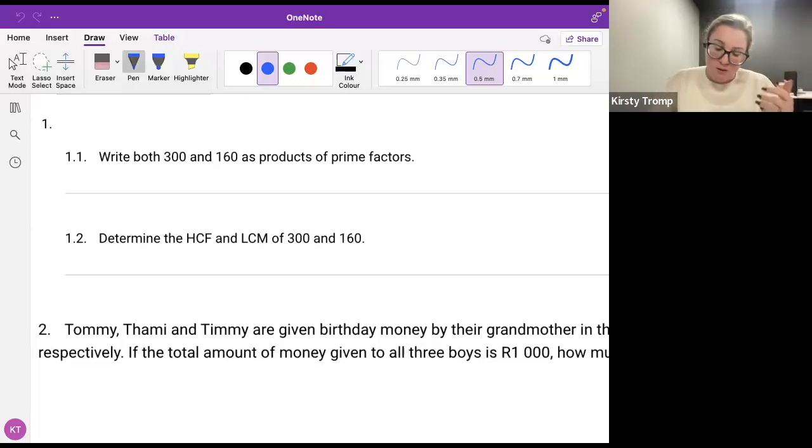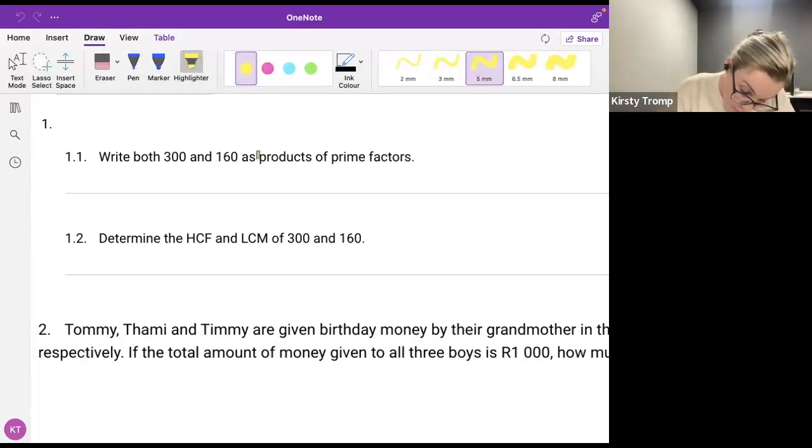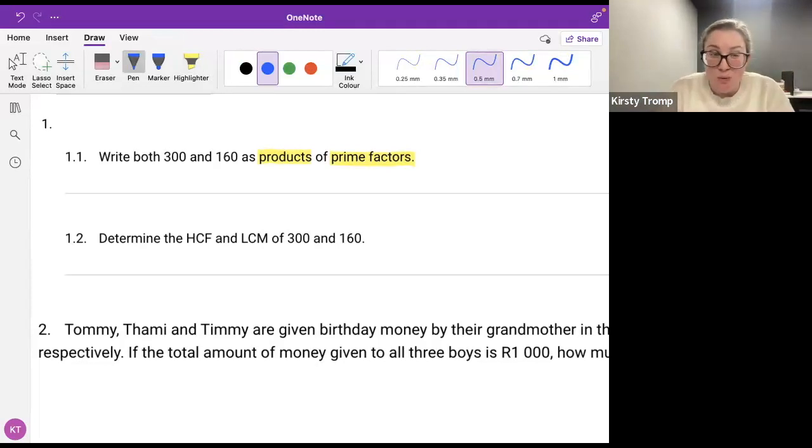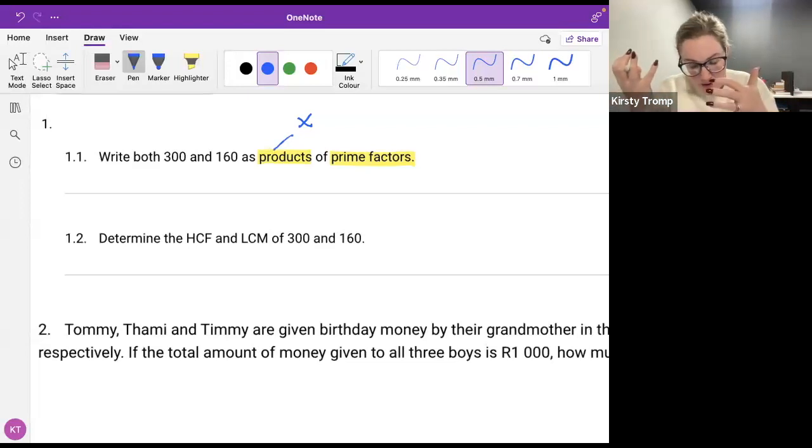All right. So question number 1, it says, write both 300 and 160 as products of prime factors. So write these as products of prime factors. So first of all, let's break these words down a little bit. What do these words actually mean? Well, the word products often means to multiply. So when you're looking for the product of something, you're looking for multiplication. Product means to multiply, all right?